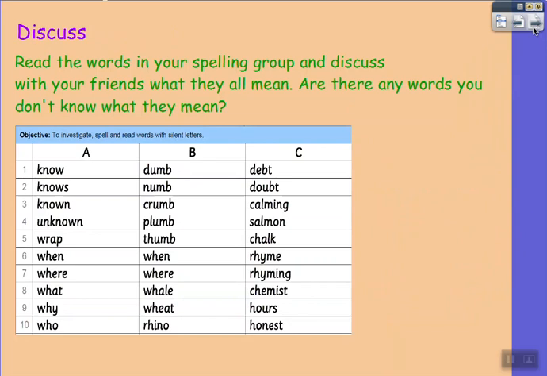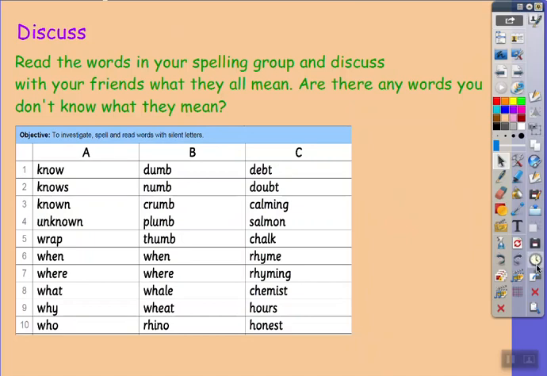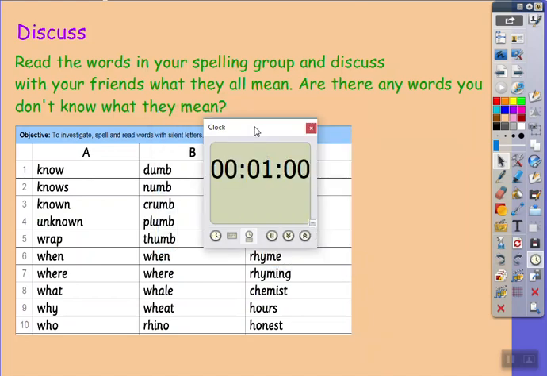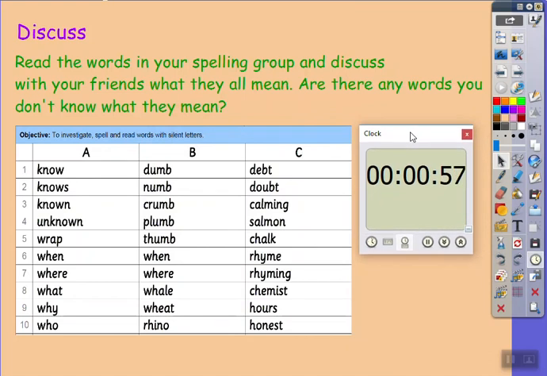First of all, let's have a little discussion. Read the words in your spelling group and discuss with your friends what they all mean. I'm just going to put a minute on the clock here, and I just want you to have a little talk with your friends just to make sure that you know exactly what they do mean. Very important. There's no point being able to spell a word if you cannot understand what it means, because you want to be able to use it in your work. So, 1 minute discussion with your partners. Have a look at your word list, either A, B, or C, and see if you know what these words mean.